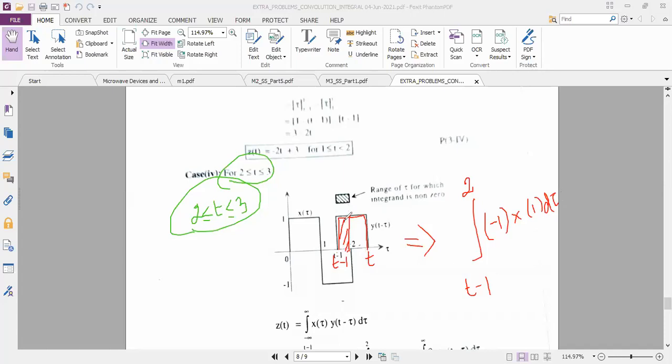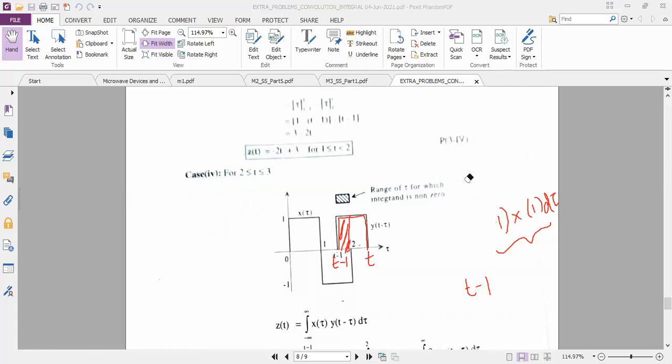We have only one common portion where x of t has a single amplitude and y of t minus tau has a single amplitude. So now, can you complete this integration and get me the answer? T minus 3. T minus 3, very good. T minus 3 is the answer. And can anybody guess, will we get any output greater than 3 also?